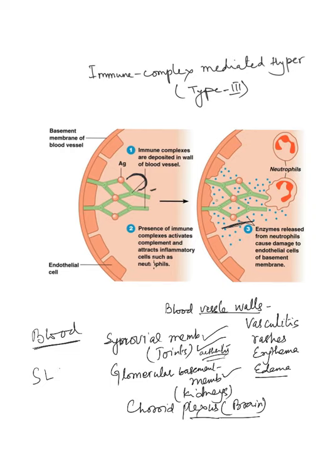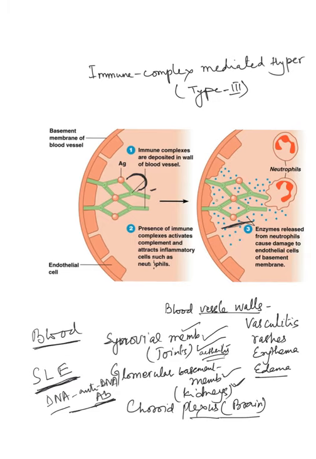For example, systemic lupus erythematosus. In systemic lupus erythematosus, the antibodies are generated against the DNA. So DNA, anti-DNA antibody complexes can deposit in different places. They can deposit in kidneys, leading to kidney failure, and they can deposit in synovial membrane, leading to rheumatoid arthritis or arthritis. So many autoimmune diseases are because of the antigen immune complex mediated hypersensitivity.